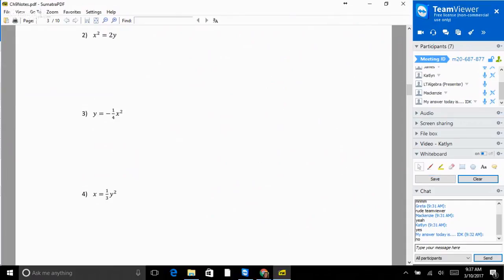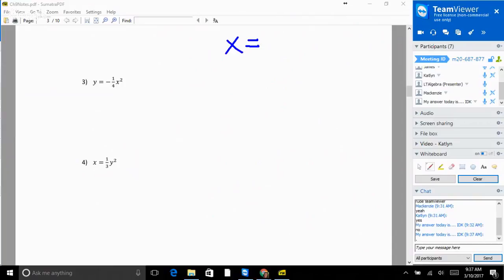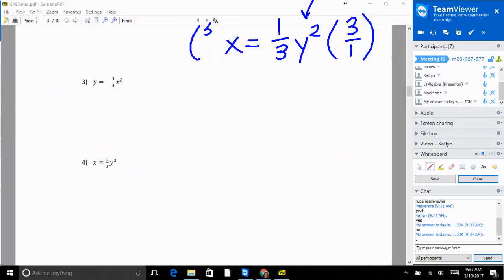Okay, so we have x equals 1/3 y squared. So this isn't in the standard form, right? We want y squared or x squared to equal something. So we need to get y squared by itself. We're going to do that by multiplying by the reciprocal. The reciprocal of 1/3 is 3/1. These guys all cross off, right? So I get y squared equals 3x.